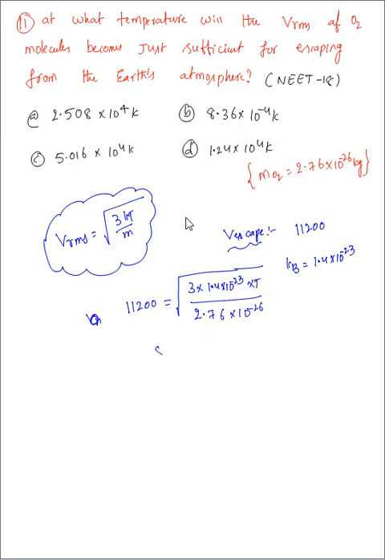On squaring both sides and solving, you will get the temperature equal to 8.36 into 10 raised to minus 4 Kelvin. So option B is correct for this question. This is a NEET 18 question, a recent question, and this is also a direct question where we can substitute directly.